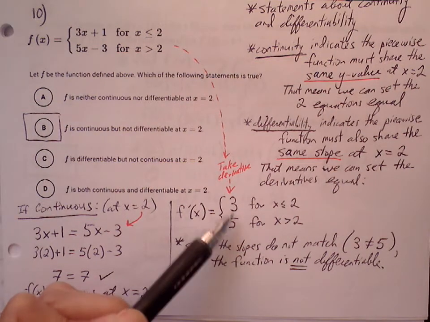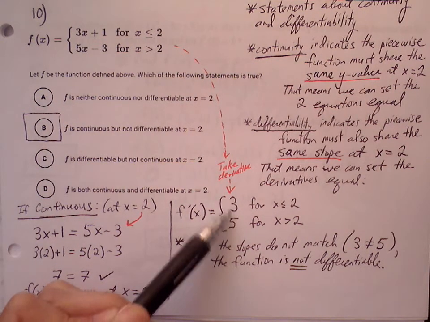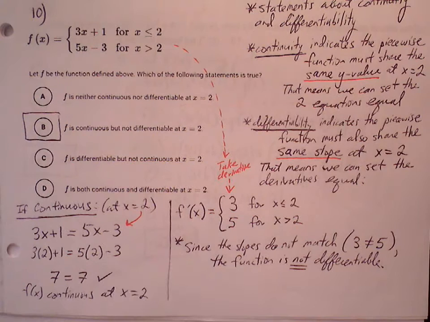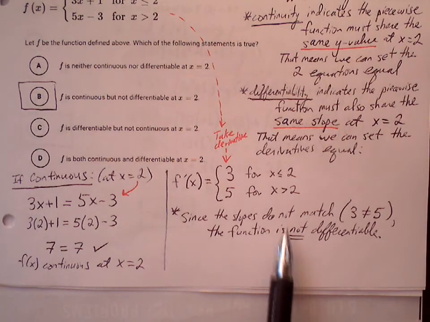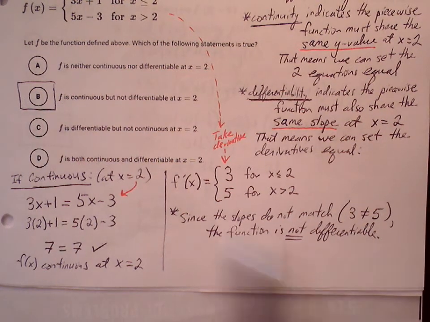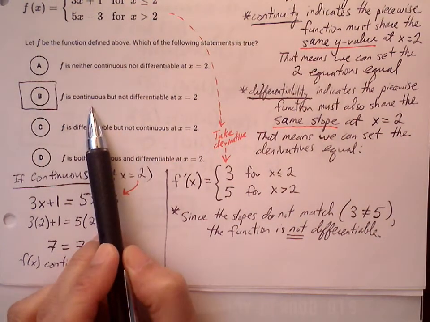So we see that there's not going to be a smooth transition from one slope to the next. Therefore, the slopes do not match. Even though the function is continuous, these two graphs connected together are not going to be differentiable. So continuous but not differentiable at x equals 2.